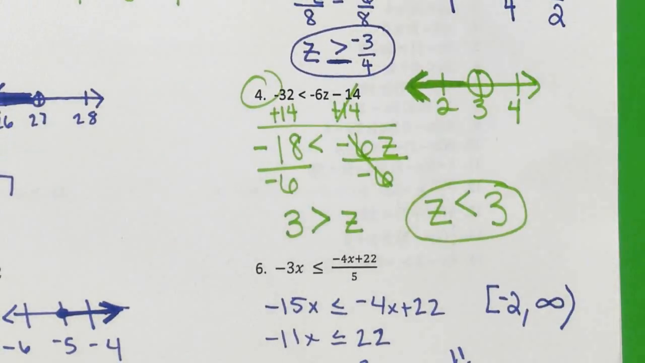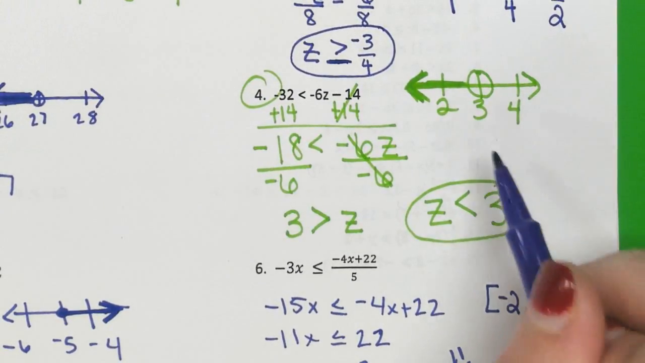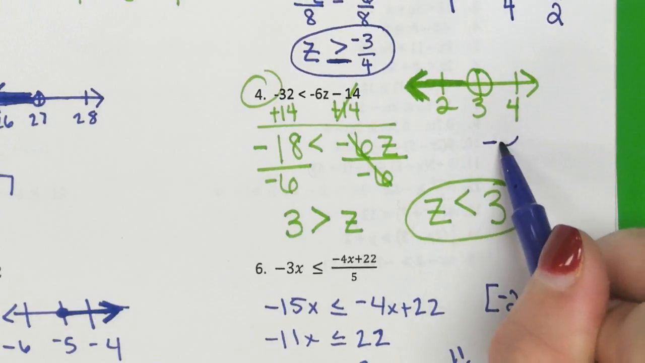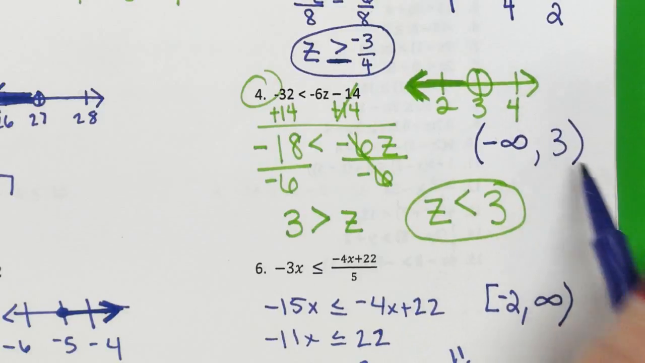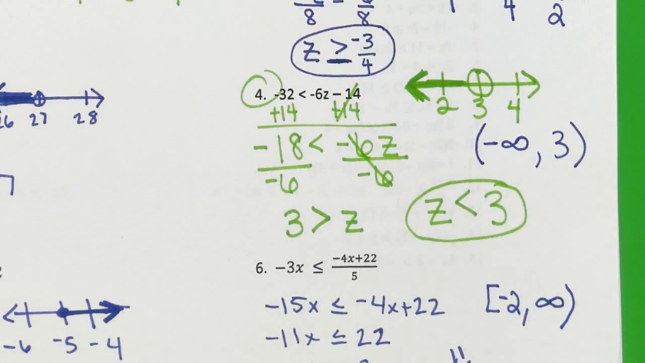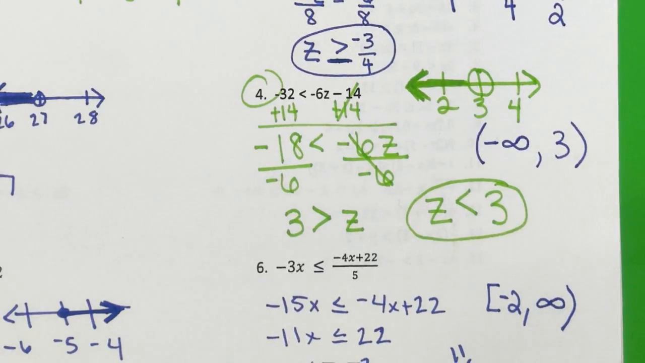What'd you get for number 4? Negative infinity. Okay. Infinity with the counts. Yeah. 3 for the parentheses. Perfect. Very nice. Y'all okay? Did you get it right? Yeah. Look at you go.